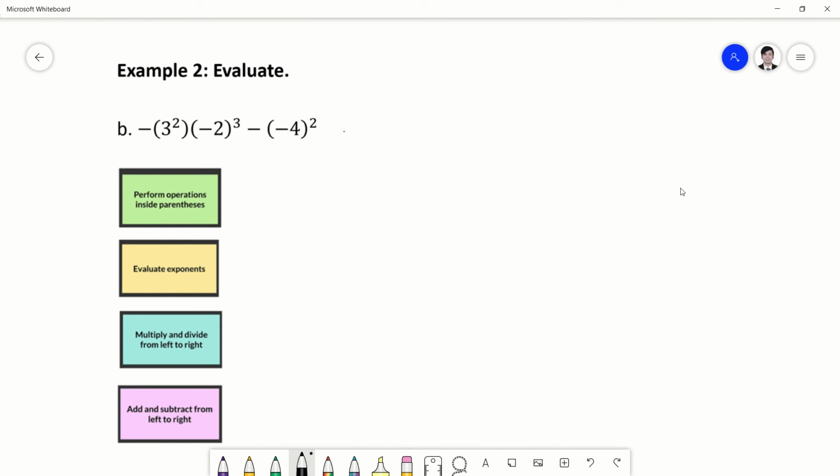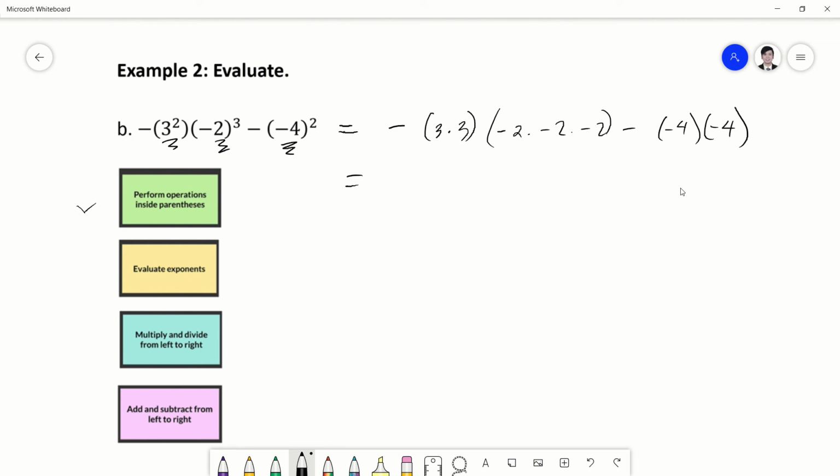So you have to begin by dealing with your parentheses. So here you go. And the next thing that you will notice is that whatever's inside is already simplified. So all you need to do now is deal with the exponents first. So 3 squared meaning 3 times 3. And then the cube of negative 2 meaning negative 2 times negative 2 times negative 2. Minus the square of negative 4 is negative 4 times negative 4.